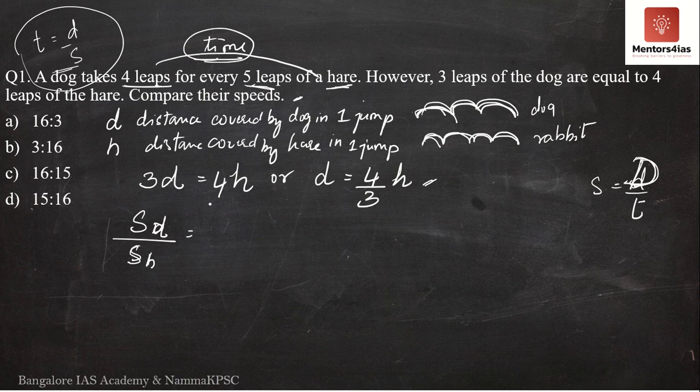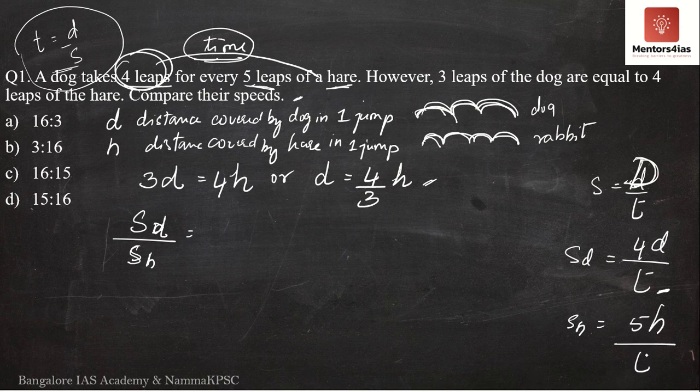Now, what is the distance covered by the dog? The question is saying a dog takes 4 leaps. It is jumping how many times? 4 times. When it jumps once, what is the distance covered? It is d. Therefore, the speed of the dog is what? 4d divided by the time taken to cover the same distance. Similarly, what is the speed of the hare? In the same time t, it is jumping how many times? 5 times. Therefore, speed of the hare is 5h divided by t.